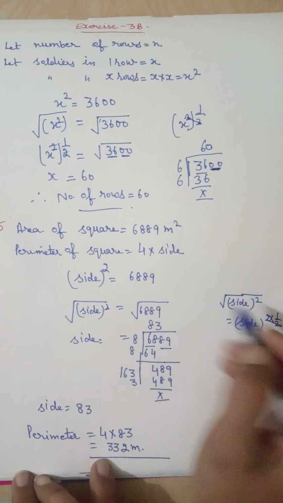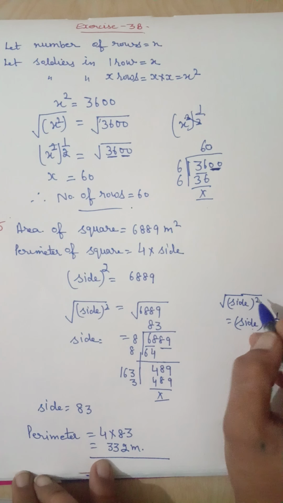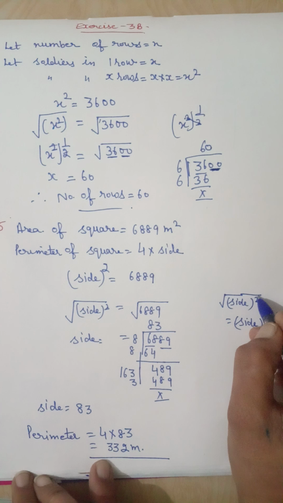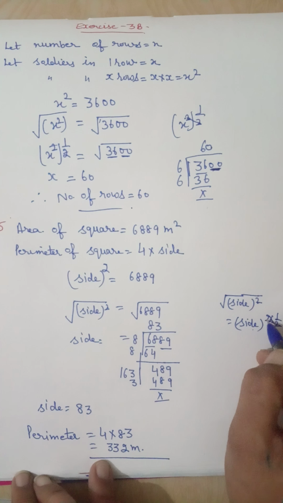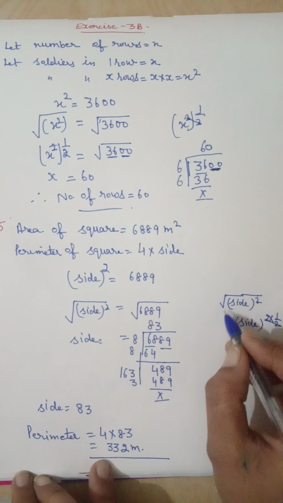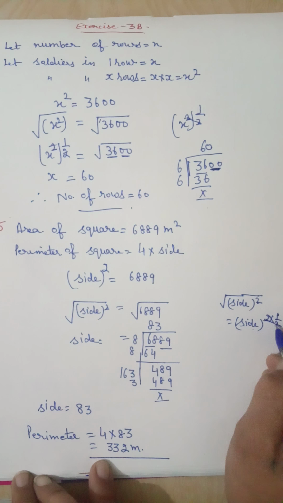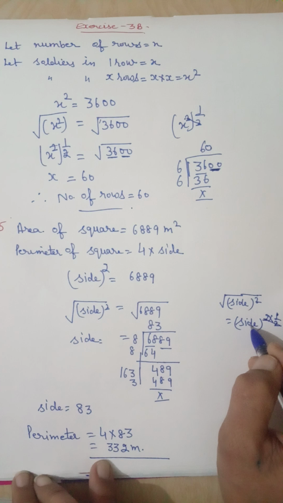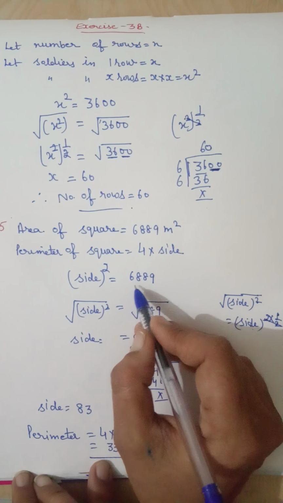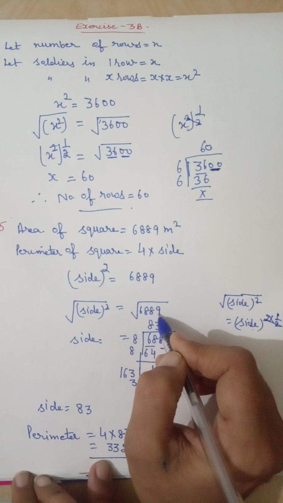For finding the side we will take the square root, because the square root and the square will be cancelled, because the square root means power half. 2 and 1 by 2 will be cancelled, so we will be left with the side. Now side is equal to the square root of 6889.